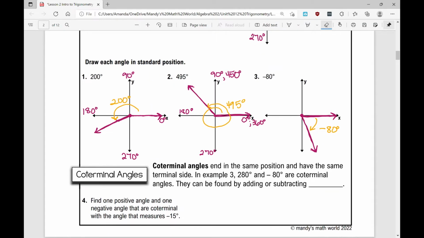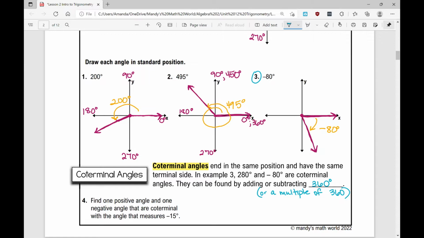So now let's talk about coterminal angles. This is a new vocabulary word. Coterminal angles, what are they? They end in the same position and have the same terminal side. In example 3, so that's this example right here, 280 degrees and negative 80 degrees are coterminal angles. They can be found by adding or subtracting 360 degrees, or a multiple of 360.